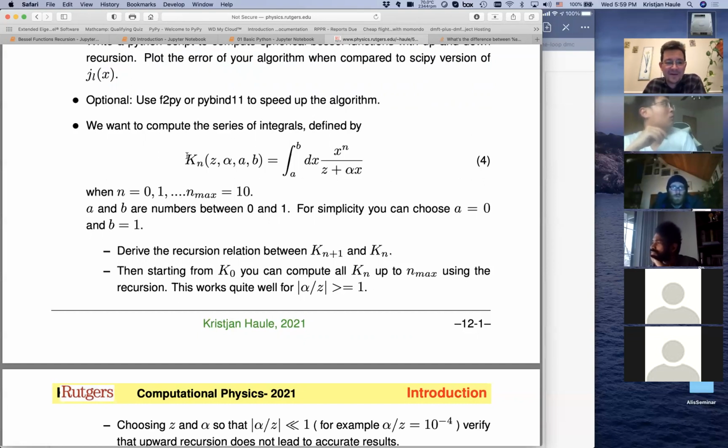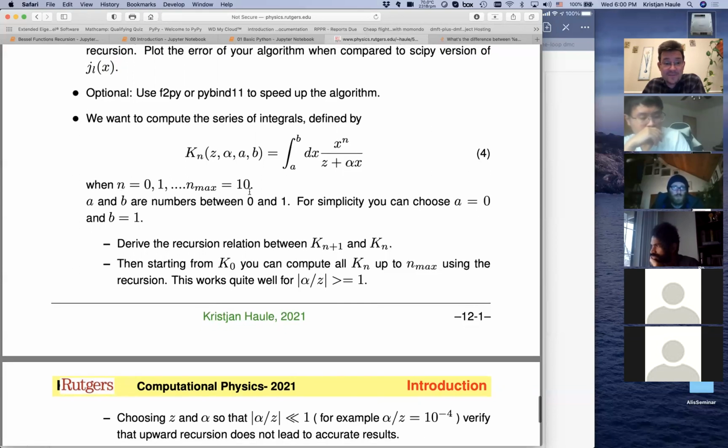So now, where's the problem? We want to evaluate this integral for n from 0 up to some n max, let's say 10, just like we do for Bessel functions. And for simplicity, we will set a and b to some numbers. You don't need to do it for every a and b. Let's say that a is 0 and b is 1. In other words, this integral goes from 0 to 1. Let's simplify this. You don't need to test for every a and b.